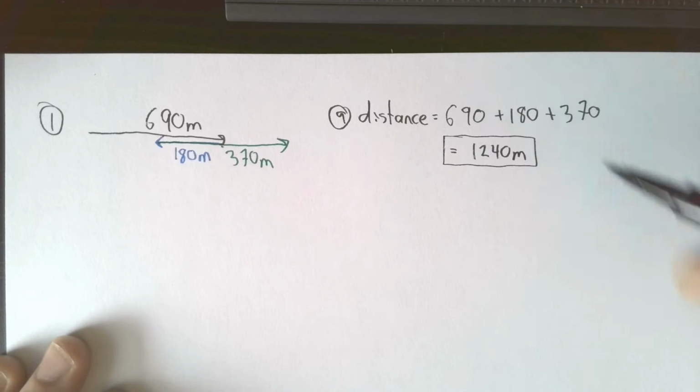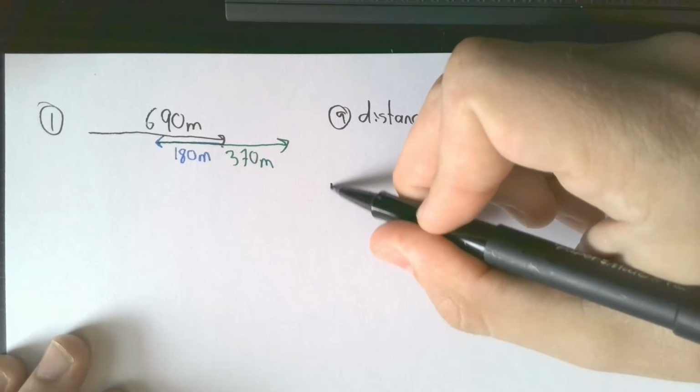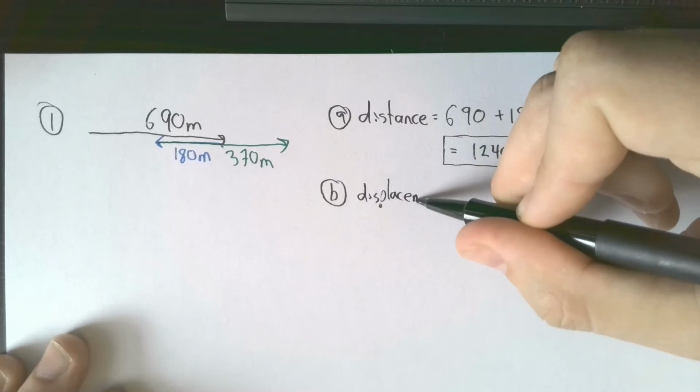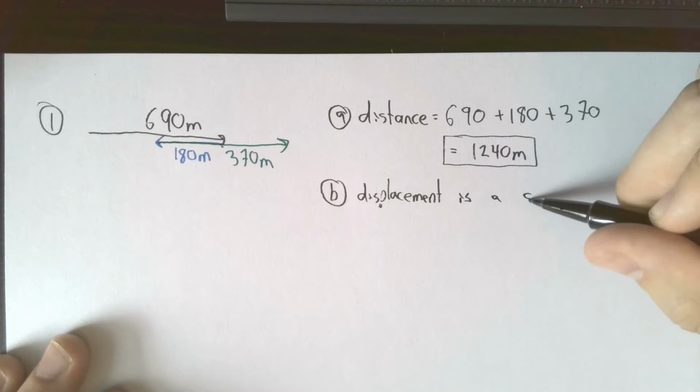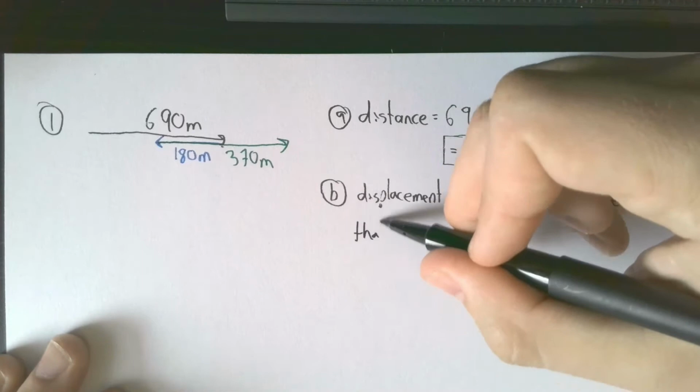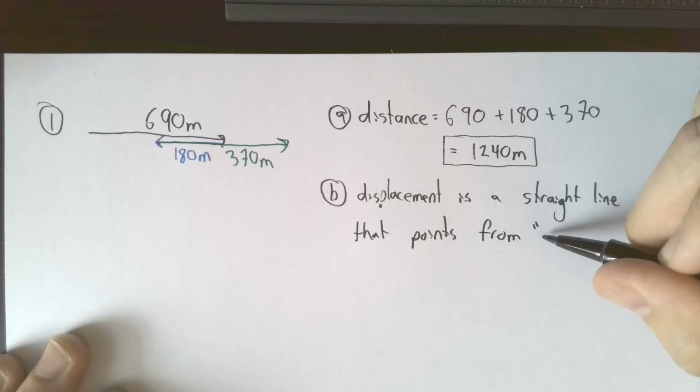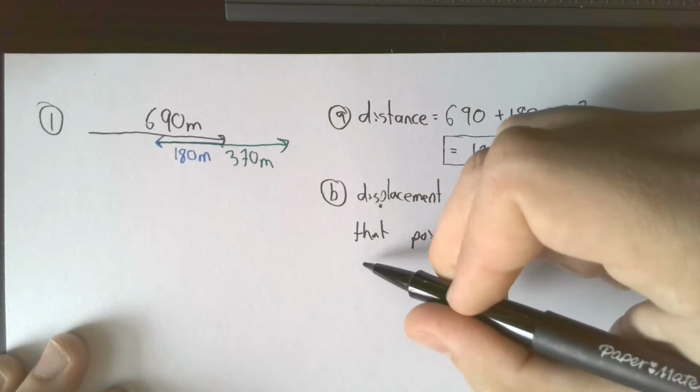So pretty easy. Displacement is a little more complicated, and in order to solve it, I'm going to use a definition here. Displacement, the meaning of it: displacement is a straight line that points from initial position to final position.